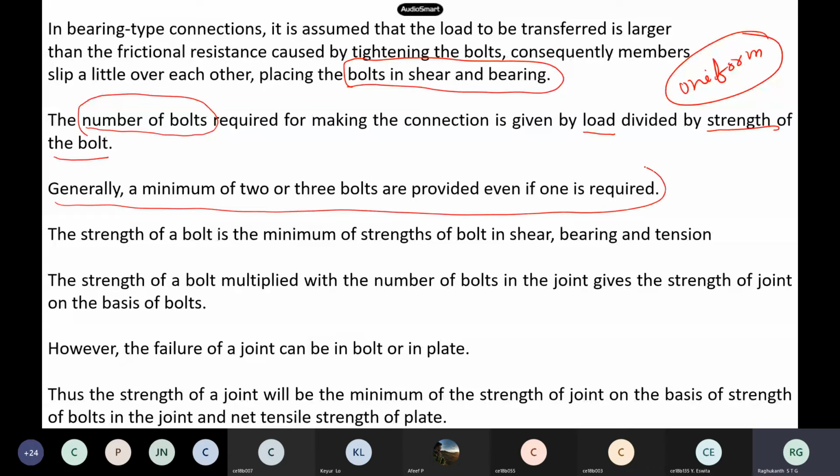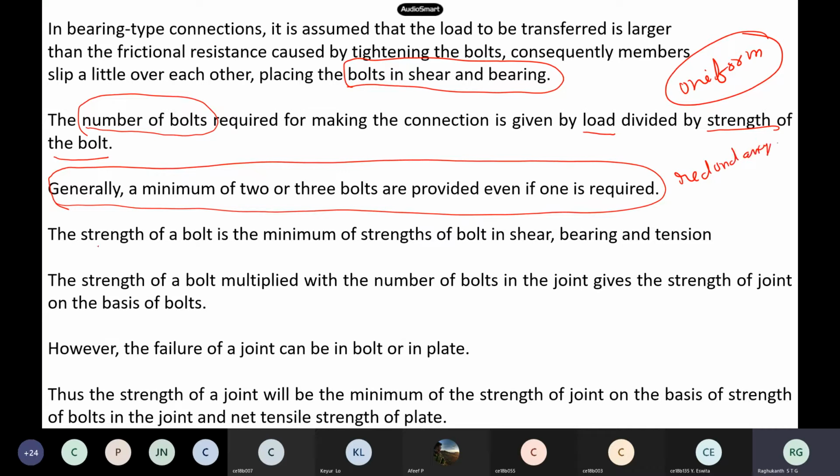So we always give redundancy, and already our design philosophy is that our connection failure should happen after the member failure. So that is how we are designing. So the bolts have to be designed extra safe. Although you would have calculated one bolt, you have to provide a minimum of 2 to 3 bolts because of the redundancy. So this we have to take care. Okay. So you have to design.